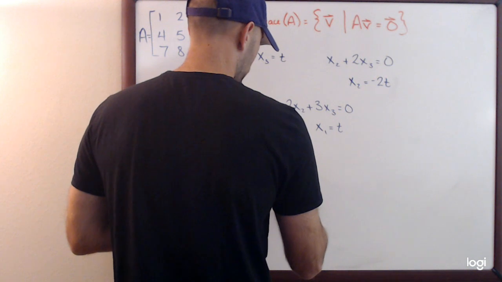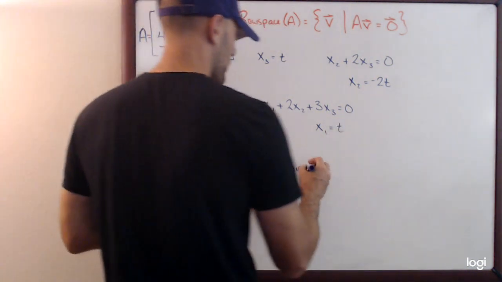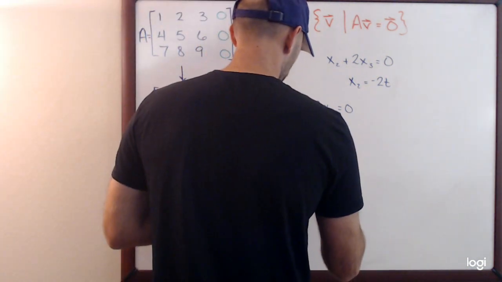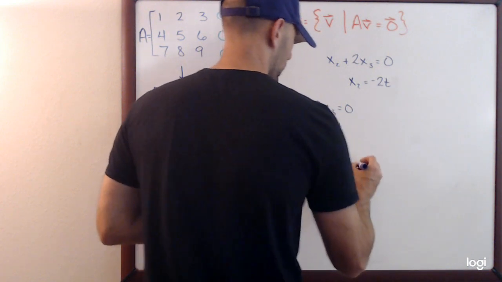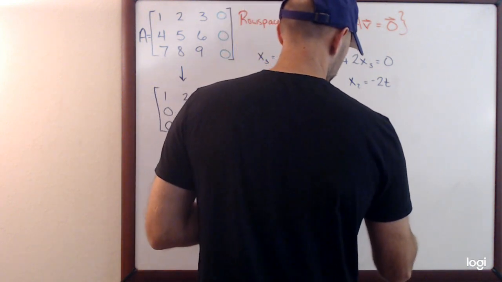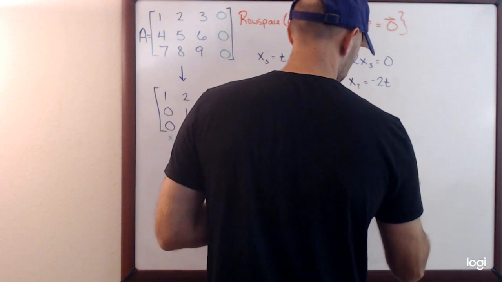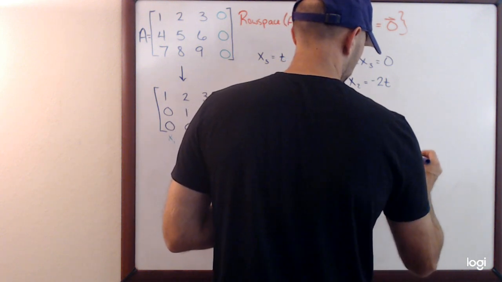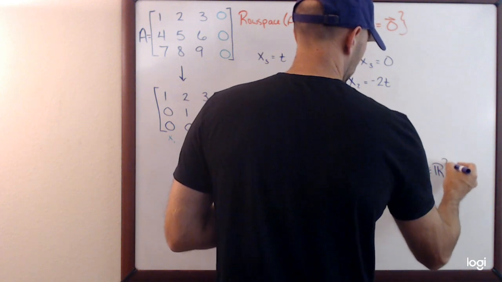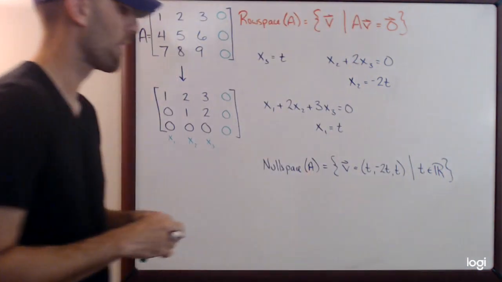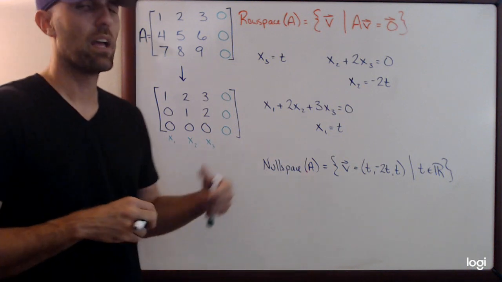so I'll write it down this way, but we still want a basis. This is not what we're looking for. My null space is the collection of all vectors in the form of (t, negative 2t, t), where t is a real number. Okay. Now this doesn't give me a basis, right?